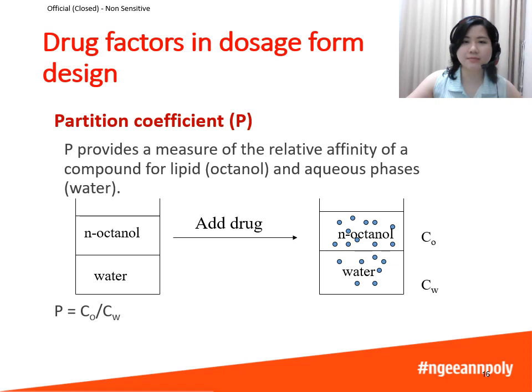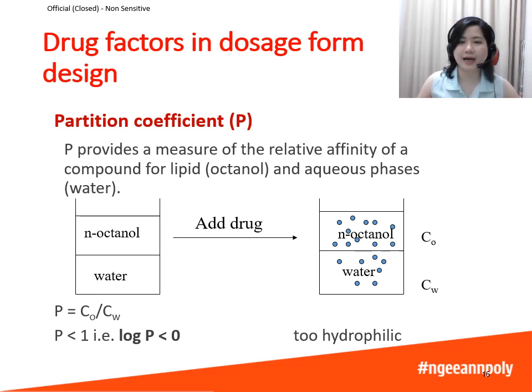Partition coefficient, P, is the concentration of the drug in octanol divided by the concentration of the drug in water. We often convert P to log P. If log P is less than 0, it means that the aqueous phase has a higher concentration of the drug compared to the octanol phase. This means that the drug is too hydrophilic, which means water-loving. It would not penetrate lipid membranes easily.